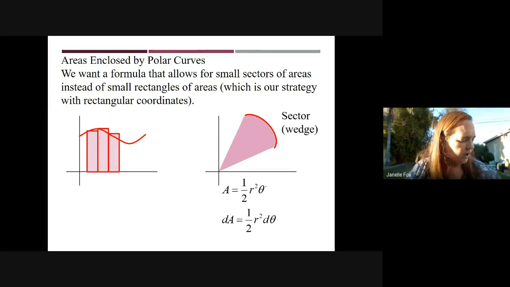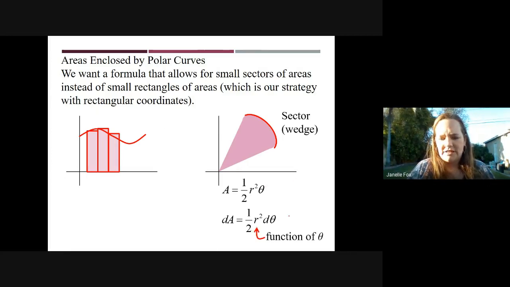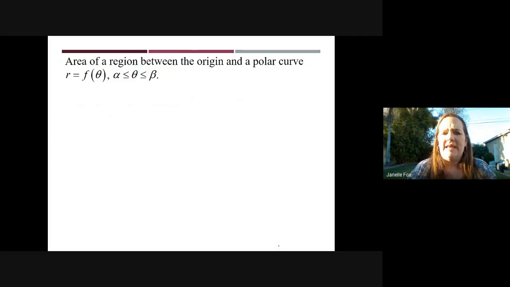Okay, so let's write down what our formula is going to be, because we're going to add all of these up. We have to do the sum of them, and we know that summation turns into an integral. So let's write it down. This is going to be the area of a region between the origin and the polar curve.